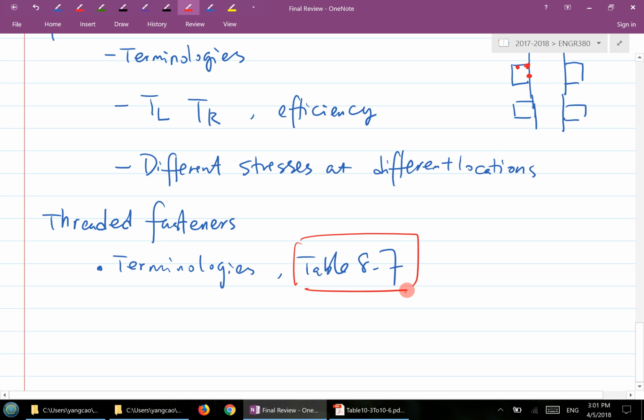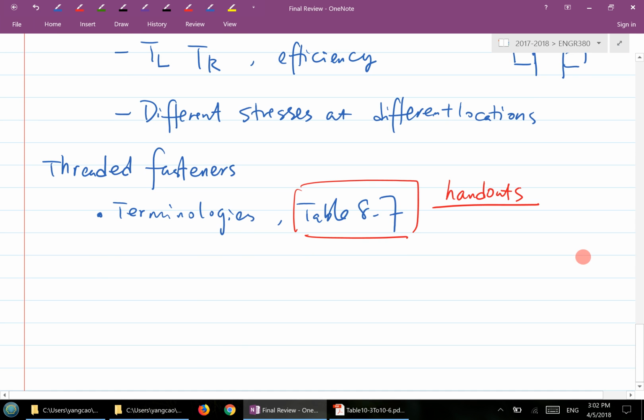That table gives you lots of useful terminology, like the length of the unthreaded portion, the length of the threaded portion, the grip, and the minimum required length for the bolt. How do you get the height of the bolt head? How do you get the height of the nut? All of this is there. Look at the handout I gave you. I collected all the tables required for this portion and put them in one handout. You can carry that into the final exam if you want.